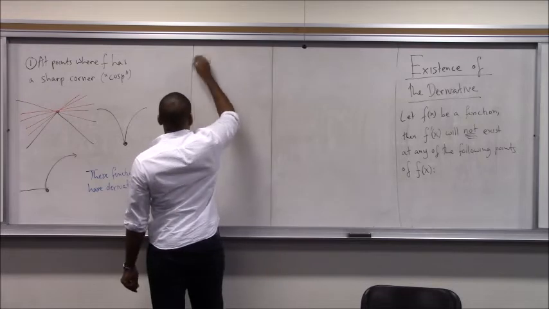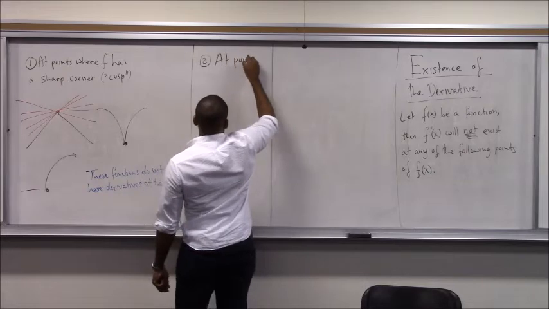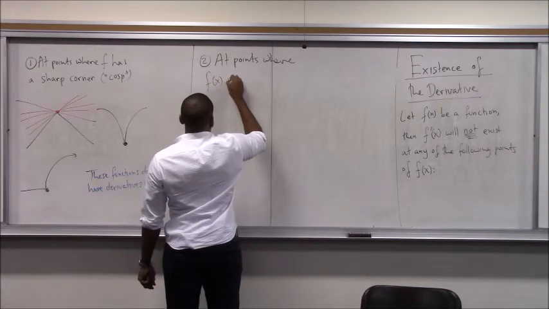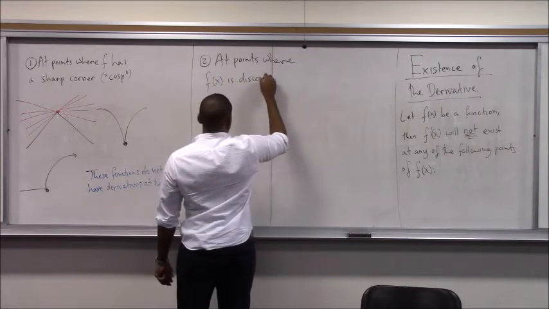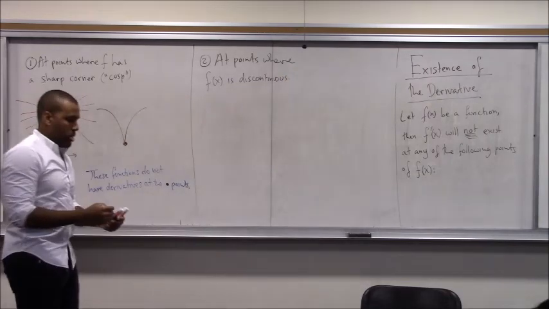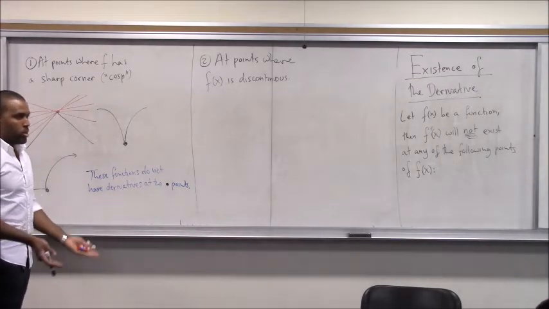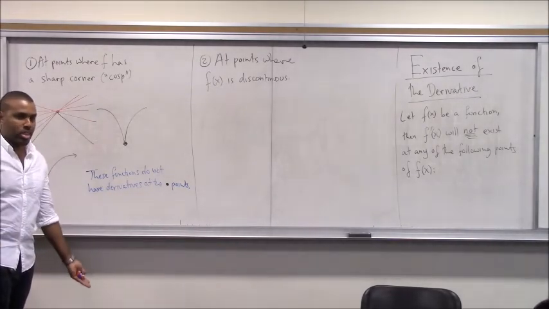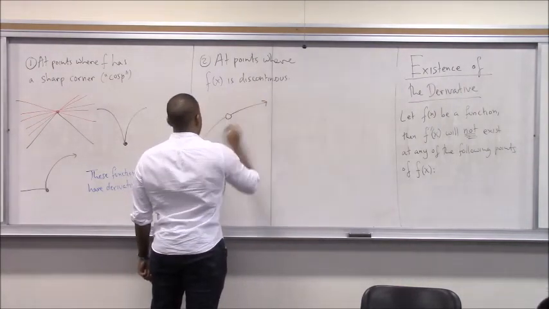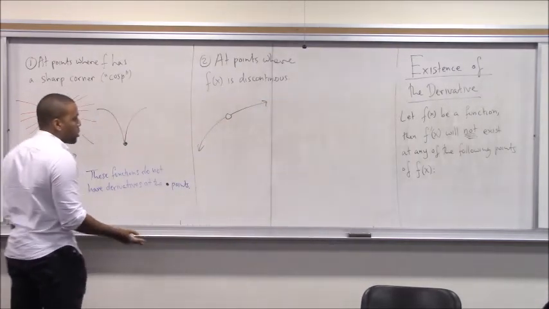The second kind of point where a derivative does not exist: at points where f is discontinuous. Again, that one should be kind of obvious. If there's a gap, no matter how much you zoom in on a gap, it's not going to look like a straight line. It's a gap. There's nothing there, right? So if your function has a hole, you can't draw a tangent line there. There's no coordinate to plug into the line. There's no coordinate there. There's a hole.